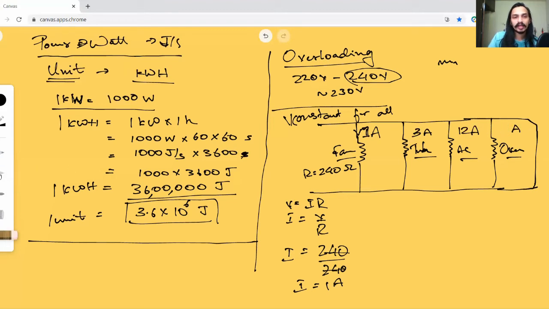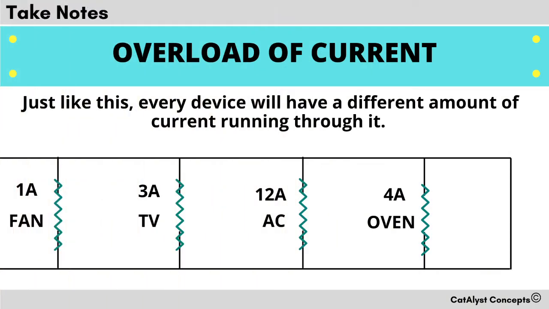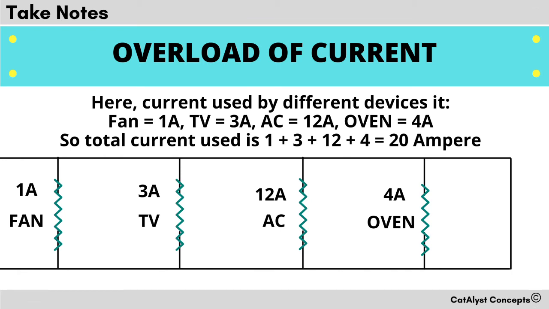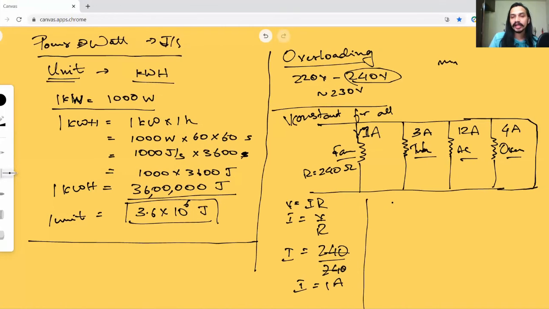Now if I look at this, there's a total amount of current being drawn through my entire house. If I look at it, 12 plus 4 plus 3 plus 1: 12, 16, 19, 20. So currently I am drawing 20 amperes of current in my house.